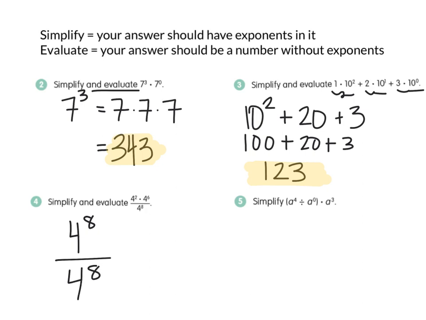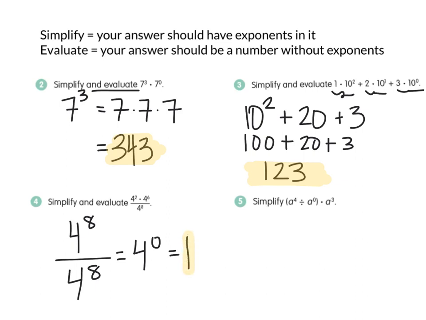And now when we simplify this, 4 to the power of 8 over 4 to the power of 8, that is 4 to the power of 0, because 8 minus 8 is 0. And if we simplify that, it's actually 1. So our final answer is 1.